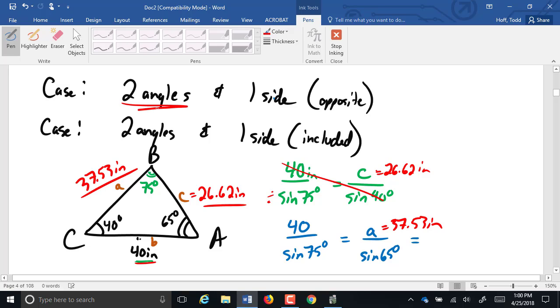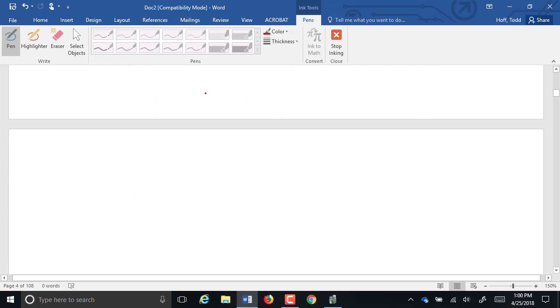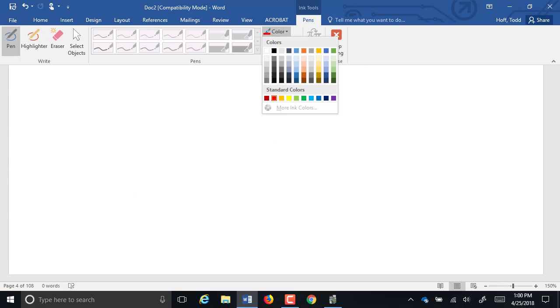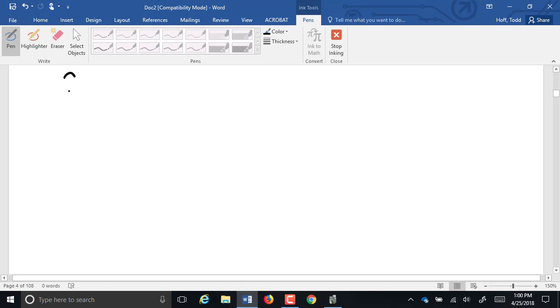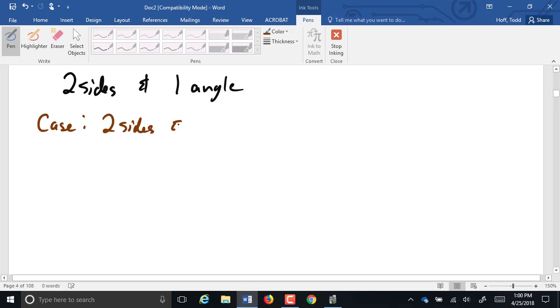So anytime we have two angles and one side, this law of sines applies and works beautifully, because if we have two angles, we essentially have three angles. Where we have to be careful is where we have two sides and one angle. Now, if we have a case here where we have two sides and one angle, and the angle is what we call the included, what would that look like?